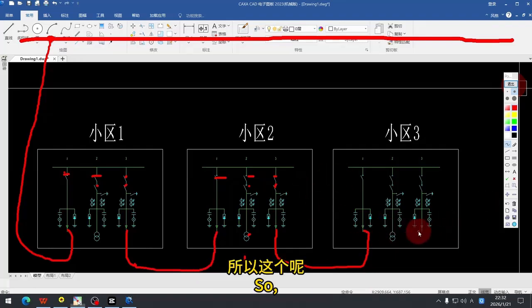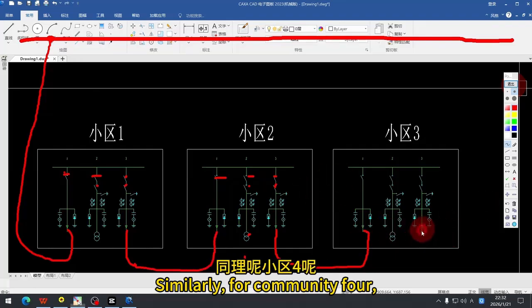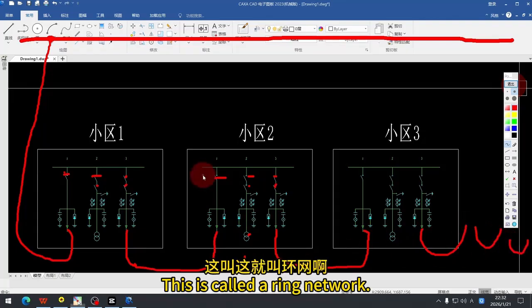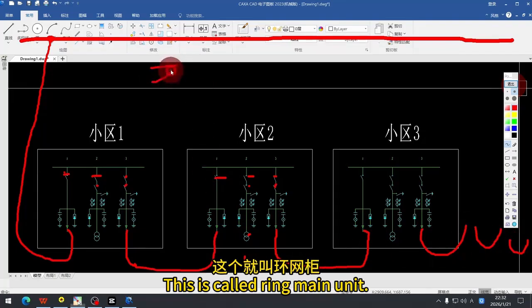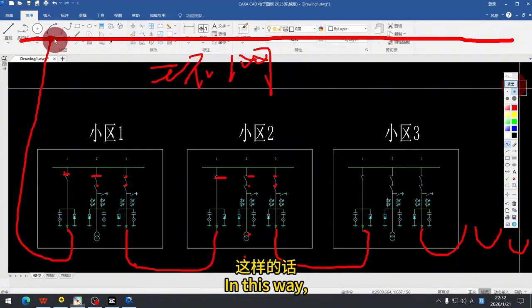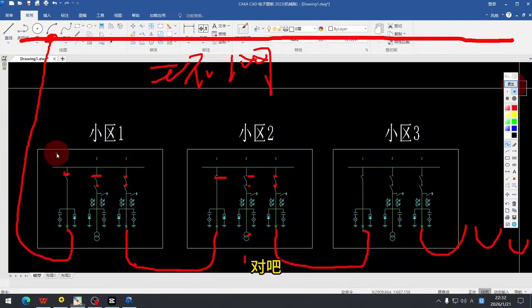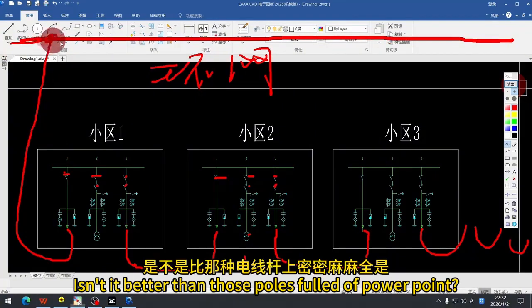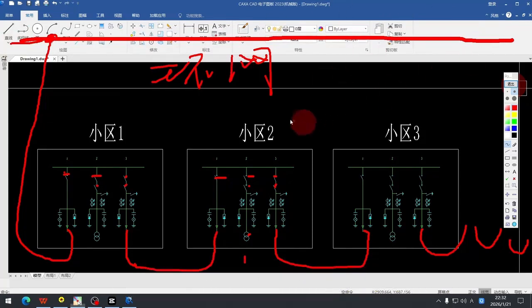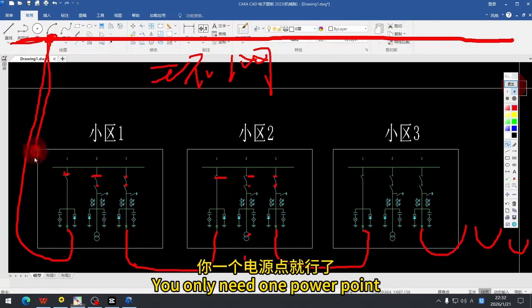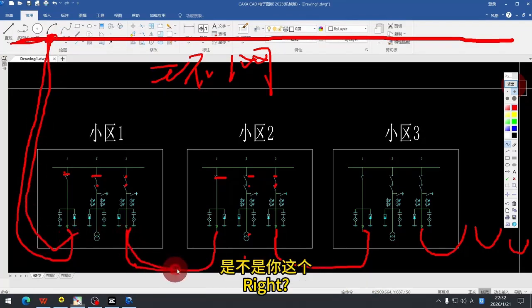So, similarly, for community 4, you also loop it like this. This is called a ring network. This is called a ring main unit. This is the meaning. In this way, you only need one power point on the pole. Isn't it better than those poles full of power point cables all over them? This is definitely more suitable. You only need one power point, right?